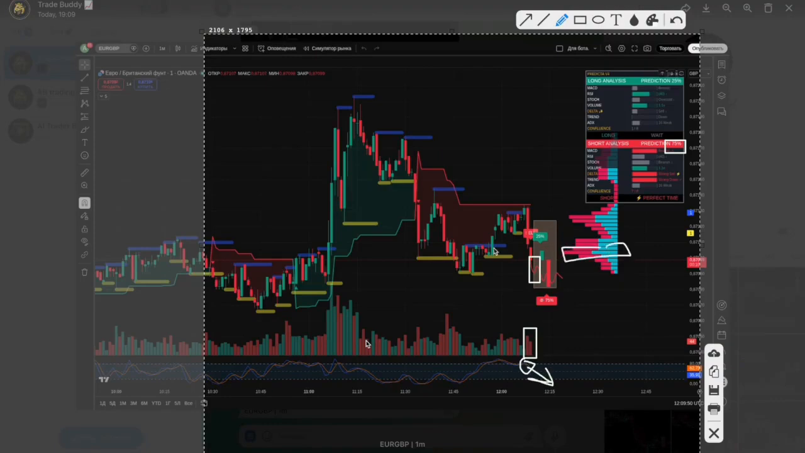And here we have a wide histogram, but there were tests of this level here. I expect further downward movement. I expect the chart to go down. This minimum here is making me uneasy.